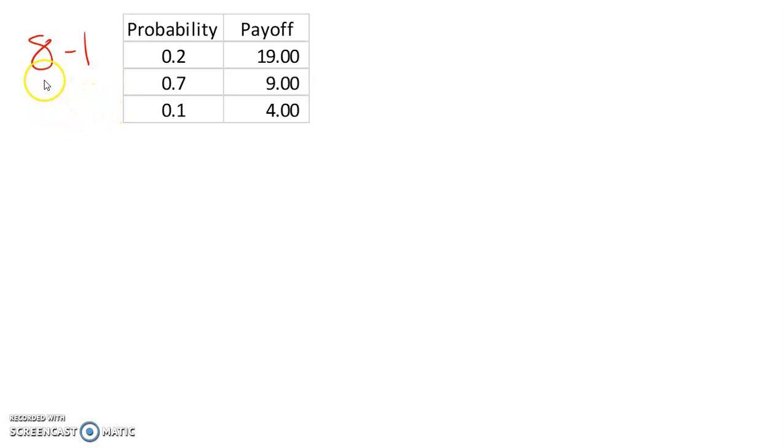Okay, this is Chapter 8, Problem 1 from CFIN6. We're given these probabilities 0.2, 0.7, 0.1, or this 0.2 is 20%, 0.7, 70%, and so on. Payoffs are the returns, and these probabilities apply to these returns. So 19%, 9%, and 4%.